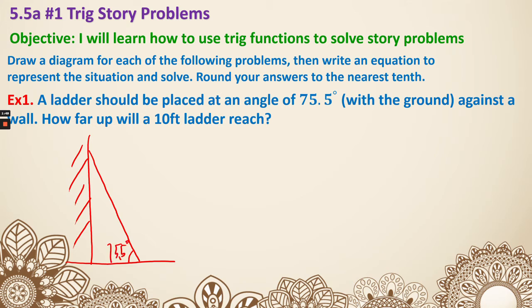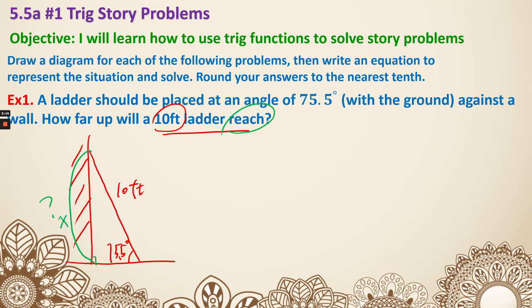It is asking how far up will a 10-foot ladder reach? So 10 foot is actually right here because that's where the ladder is. But it's asking how far up it will reach on the wall. So it's actually asking for this section. Now let's use our right triangle to label. Of course, we are assuming the wall is perpendicular to the ground.